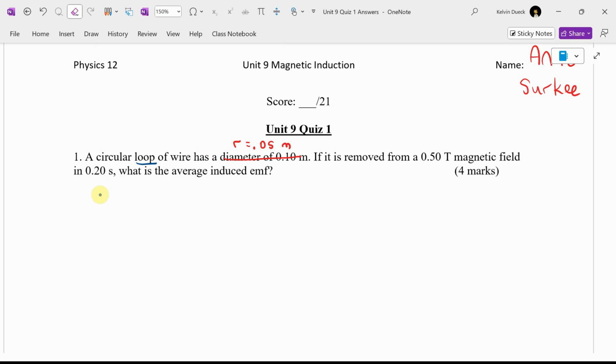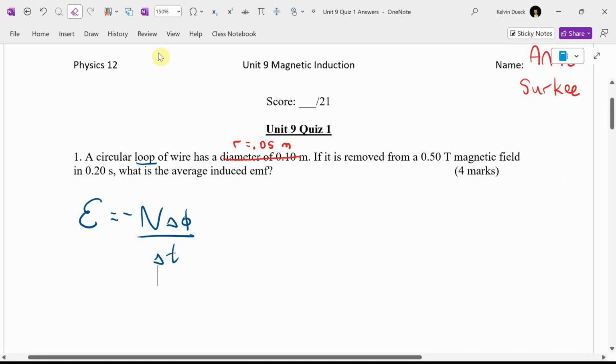This is a loop, so I'm going to use Faraday's law, which is negative N change in flux over change in time. What's N? It said a circular loop. So I made a little list. I said, hey, N is 1. And then I typically find the delta t. That's the next easiest one to find.